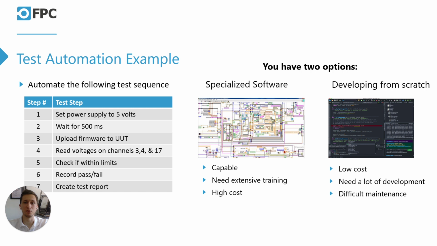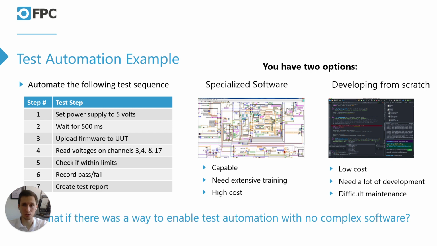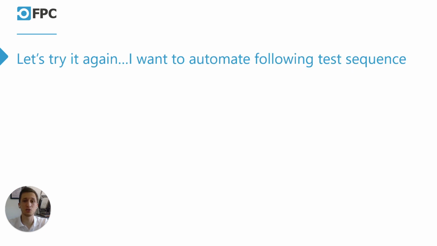It might be manageable for a simple test like this, but as your testing needs grow, maintaining either of these options leads to bottlenecks in terms of overall test efficiency. What if there's a third way to do this, which is much simpler, efficient, and it grows together with your testing needs? Let's try it again.